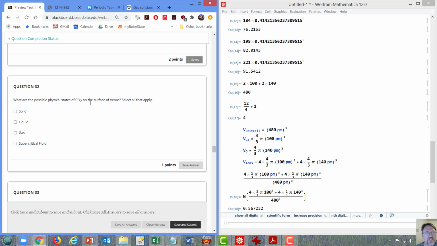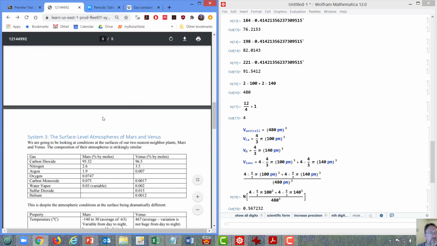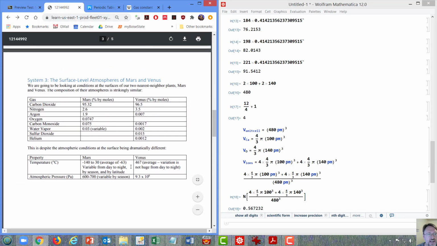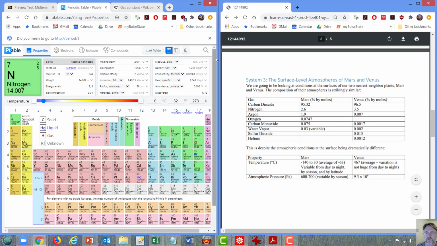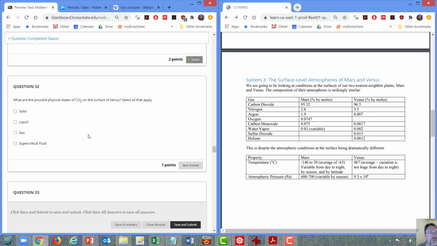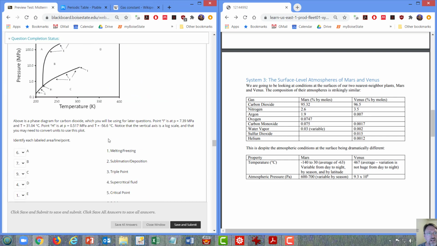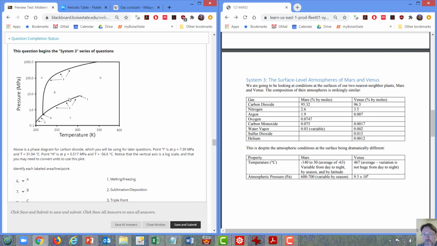What are the possible physical states of CO2 on the surface of Venus? Select all that apply. So, Venus, let's come back over here. Venus has a temperature of 467 C and a pressure of 9 times 10 to the 6th pascals. So let's actually take this out. I'm going to move that over here so we can see that while we look at this chart that we just did.